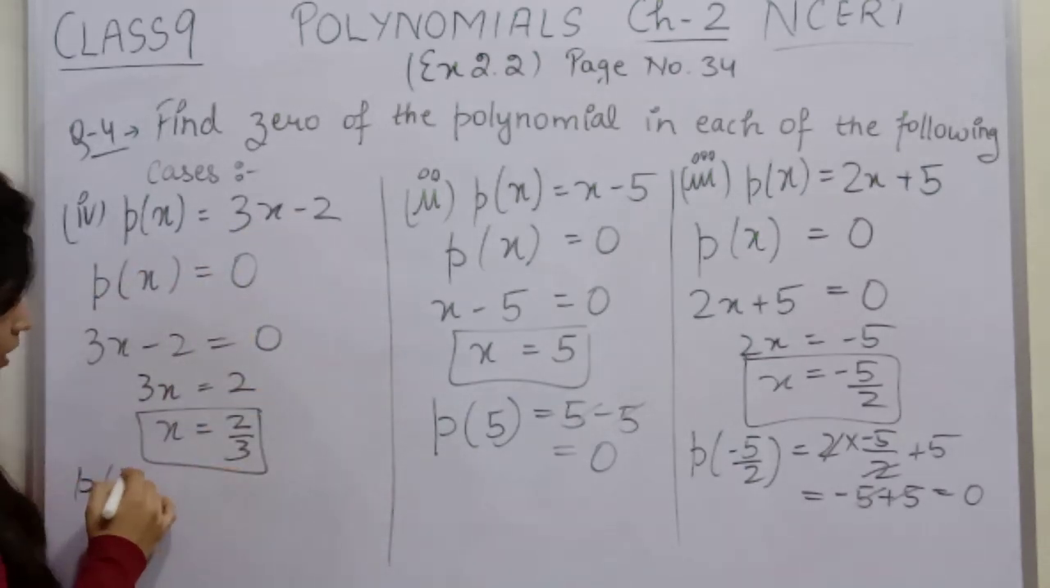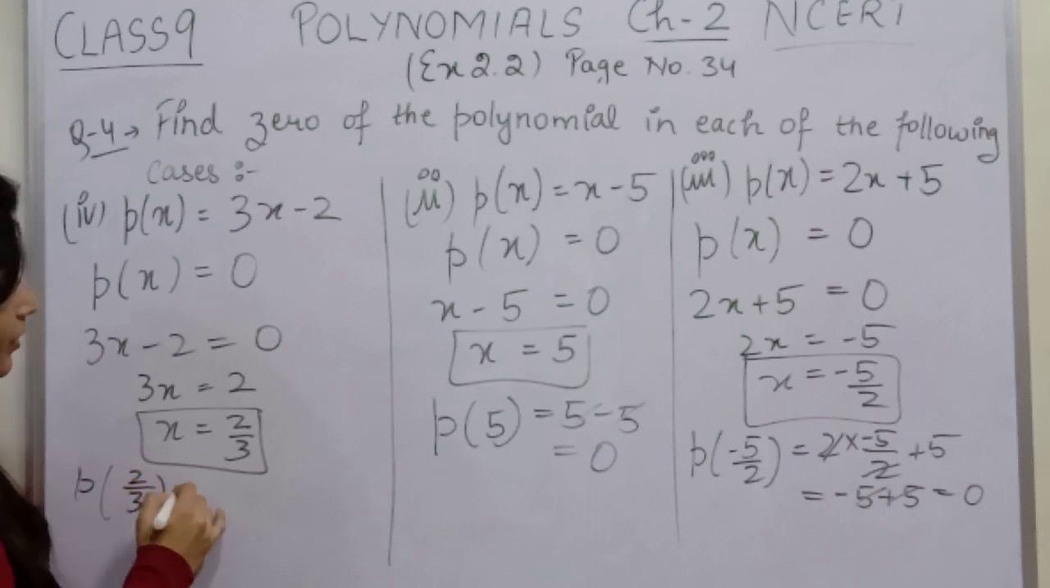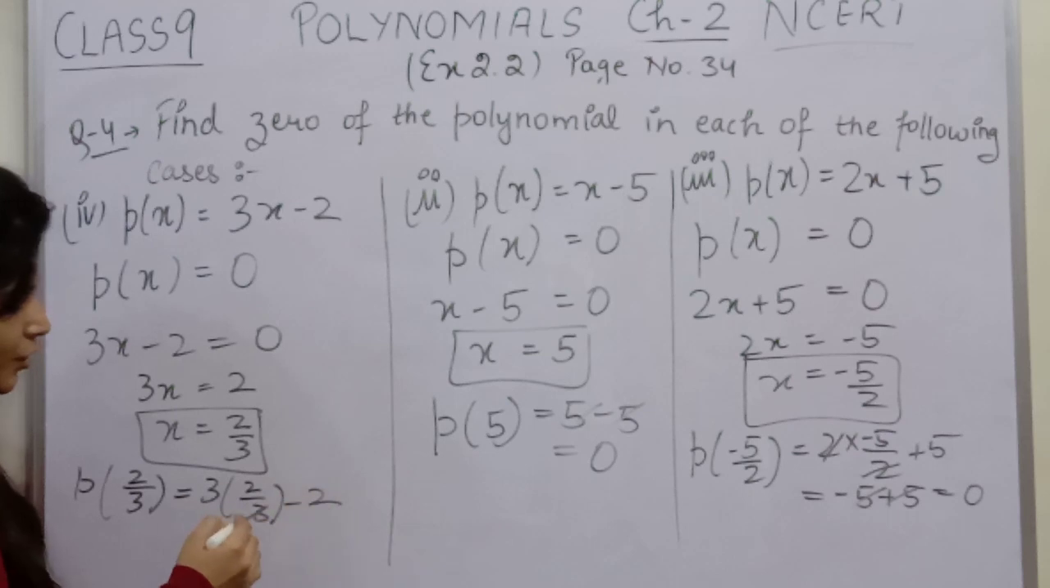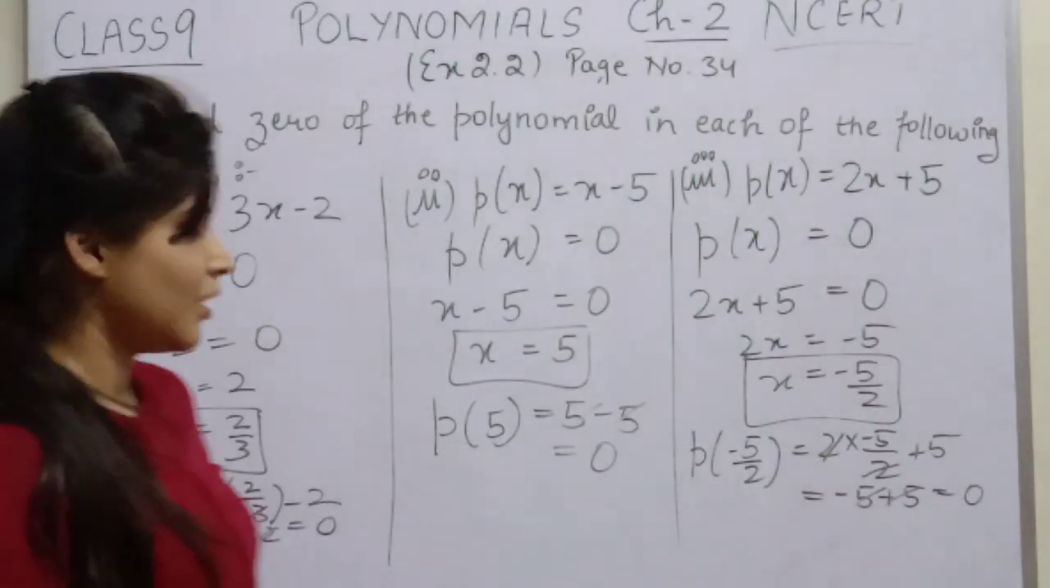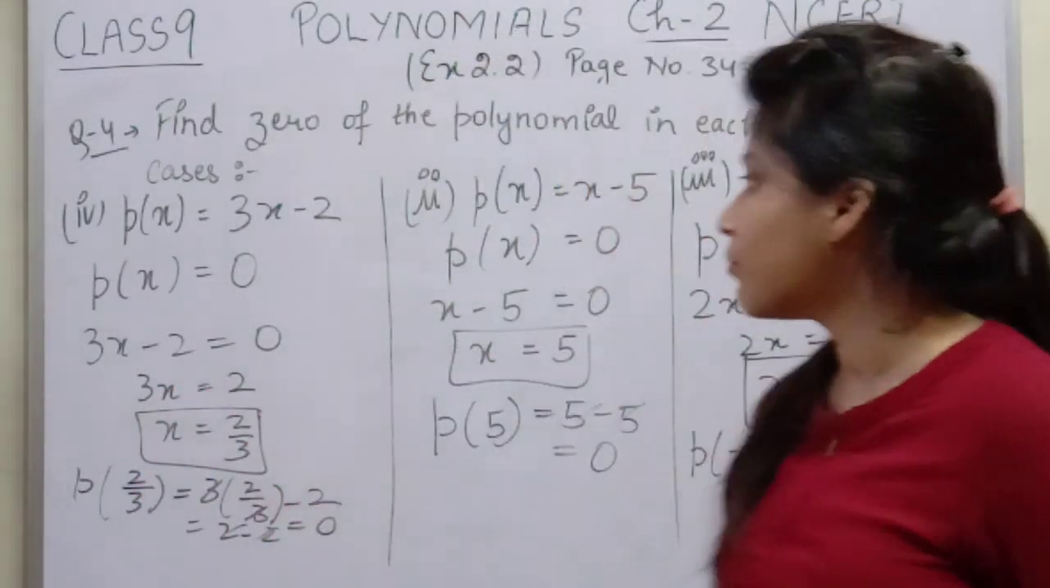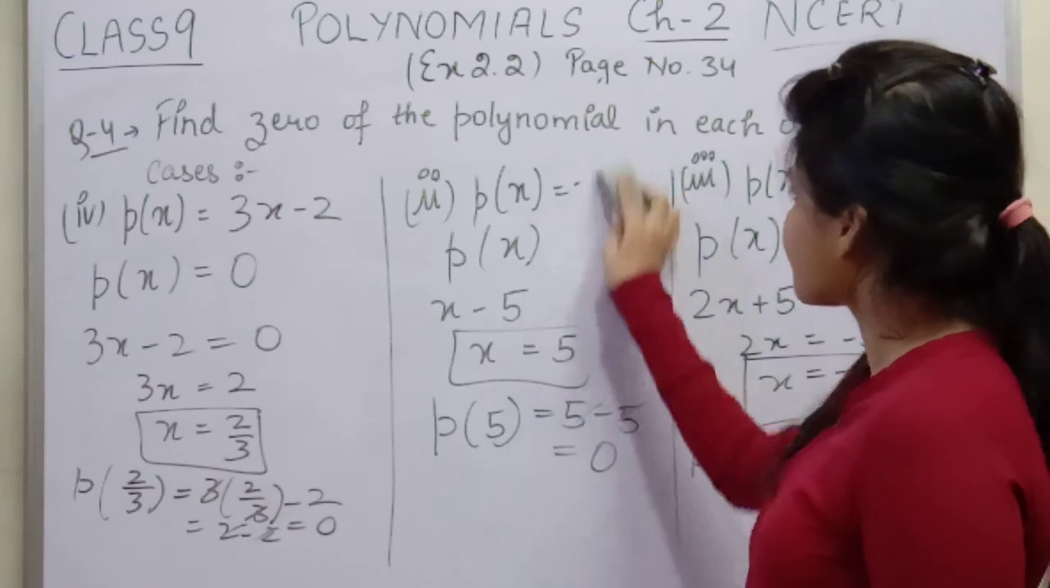Let's check. P of 2 upon 3 equals 3 of 2 upon 3 minus 2. 3 cancels 3, 2 minus 2 is again 0. So this is our check also done, right? So this was the fourth part. Let's come to part number 5.